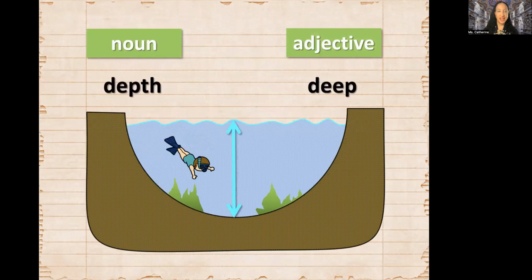Okay. The noun here would be depth. This is a tough word to pronounce. So think of the P, we say depth, and then the th, okay, depth. That would be your noun. The adjective would be deep.